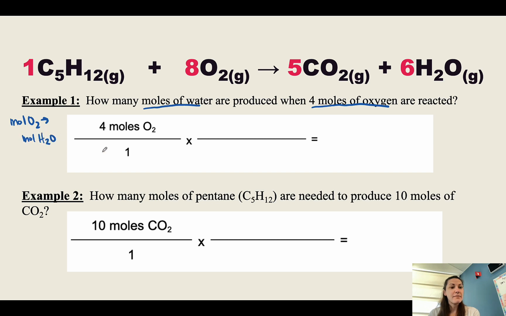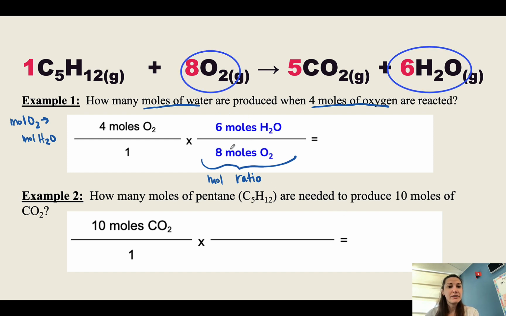And so what's going to be important is the mole relationship between water, which is 6 moles, and oxygen, which is 8 moles. So for every 8 moles of oxygen, we're going to produce 6 moles of water. So this fraction right here is where our mole ratio ends up getting used as a conversion factor. We can put that right in there. Our 6 moles of water is equal to our 8 moles of oxygen.